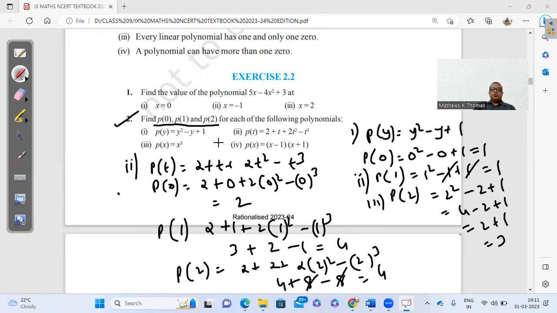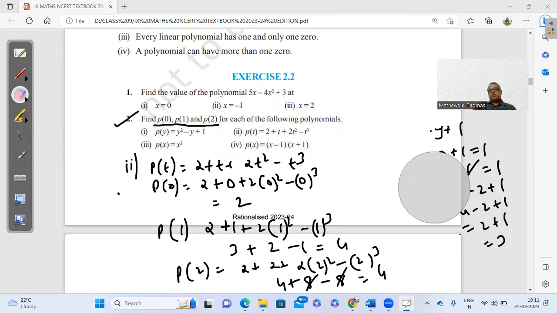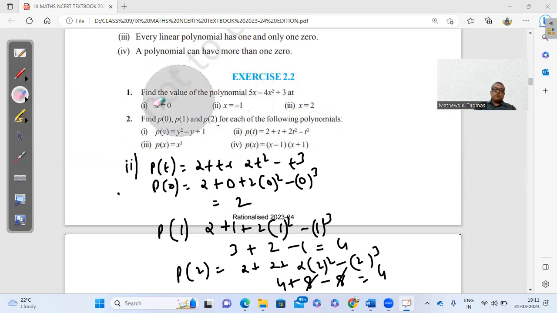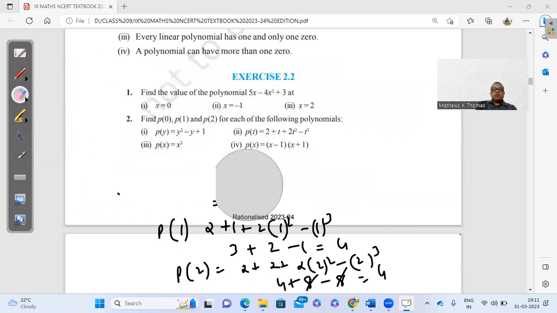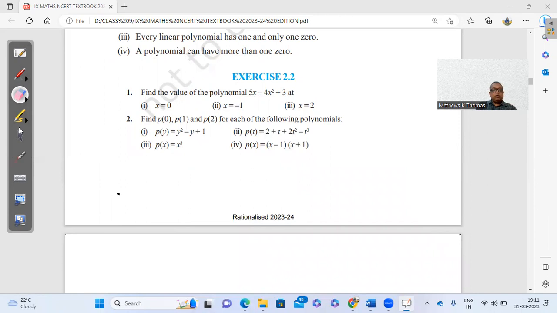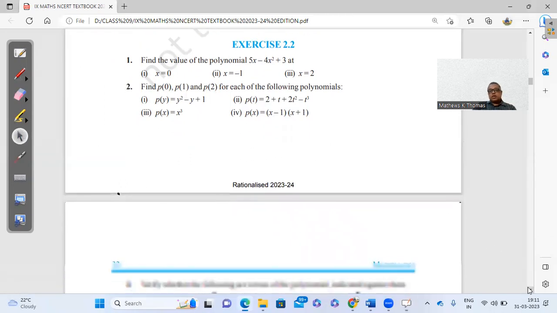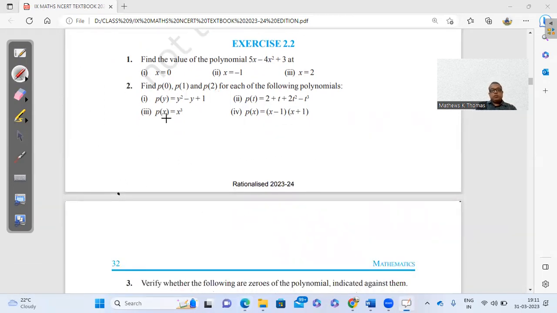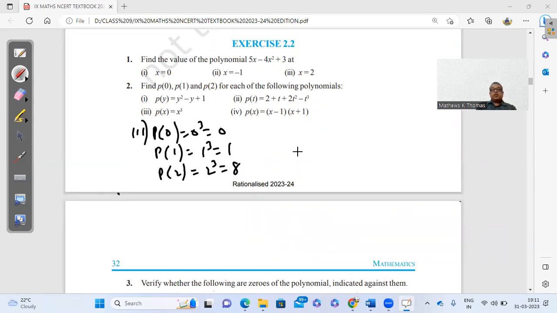So this is how we do this sum, where we just have to substitute the value of y and t as 0, 1, 2 as given in the question. Now let's go further to the third part. Again, simple question, find Px equal to x cube, find P0. So when I'm putting x as 0, I'll get 0 cube, that is 0 itself. P1, I'm going to get 1 cube, that is 1. And when I'm finding P2, that's going to be 2 cube, that is 8.